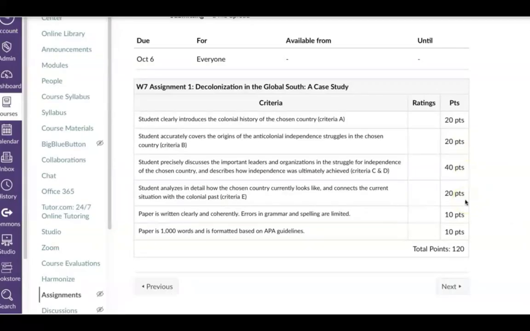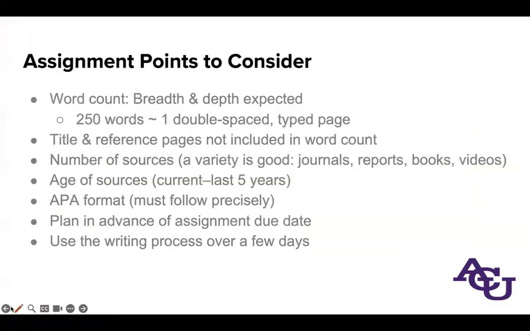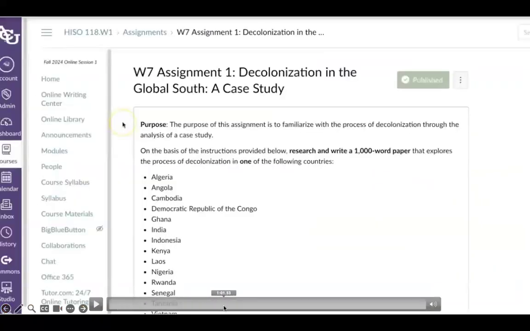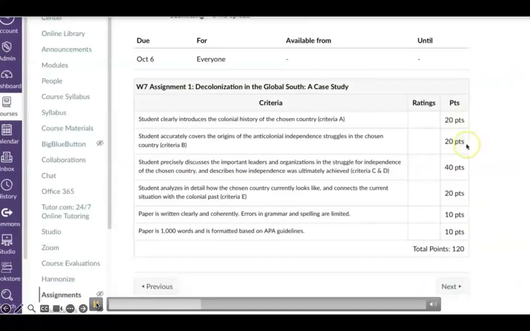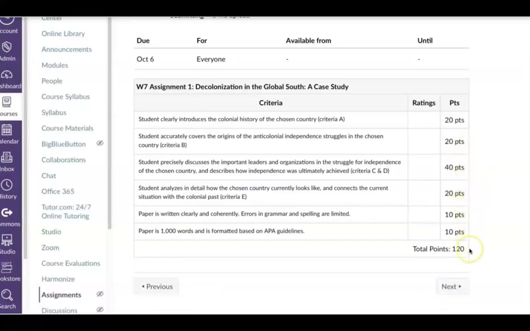One thing to note in particular in this assignment is they have criteria C and D combined for 40 points together. So that might be a hint about how we can organize this paper. So after we go through and we look at all the rubric criteria, we can consider how we're going to combine them. Questions into headings.